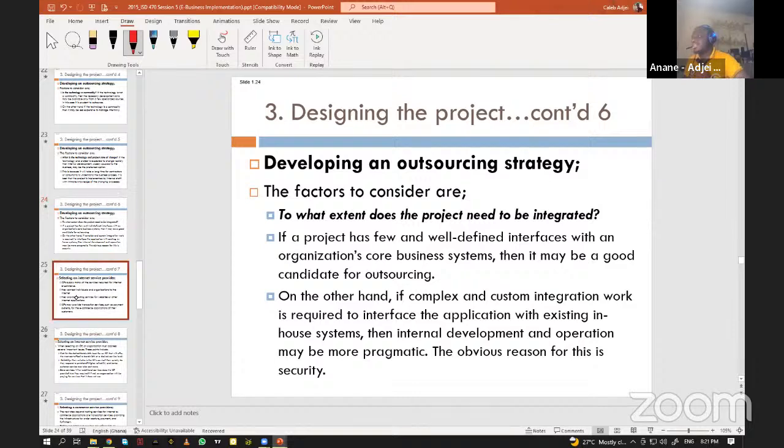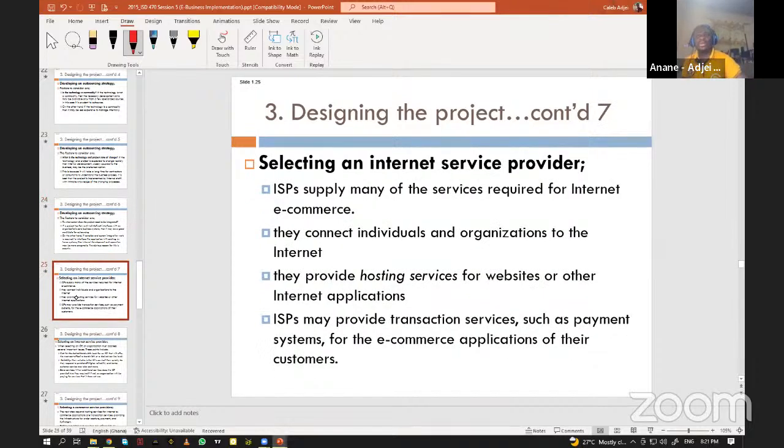Then, if we need to select an internet service provider, what are some of the things we need to look at? Number one, does the internet service provider (ISP) supply many services required for internet commerce? They connect individuals and organizations to the internet, and they provide what we call hosting services. So you create a website, somebody needs to host your website for you. We'll have the details in our next unit, so let me just briefly explain it here, and when we get to the main one, I will explain it over there. They provide hosting services for websites or other internet applications.